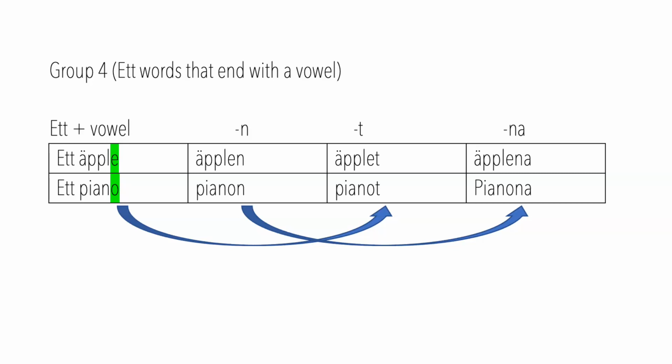We can look at the other one too. It ends with an O but still a vowel. Ett piano, a piano. Flera pianon, several pianos. Det pianot, that piano. De pianorna, those pianos.